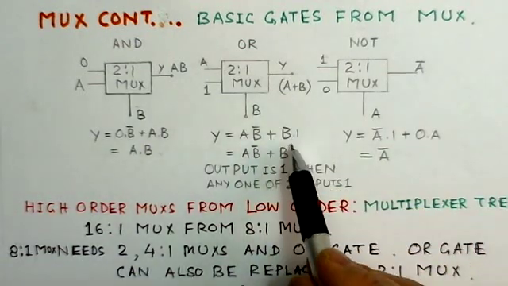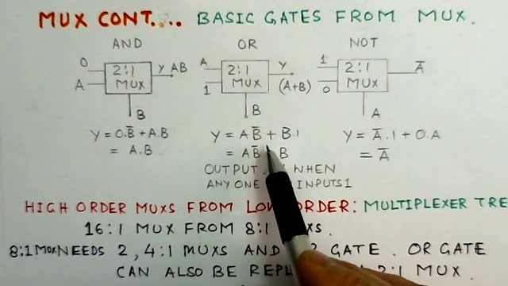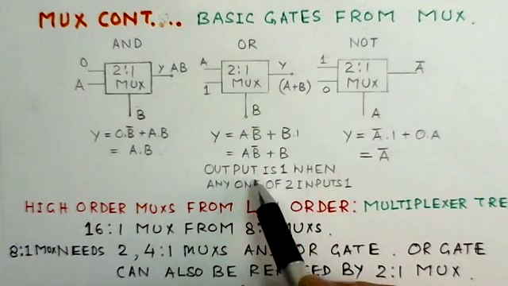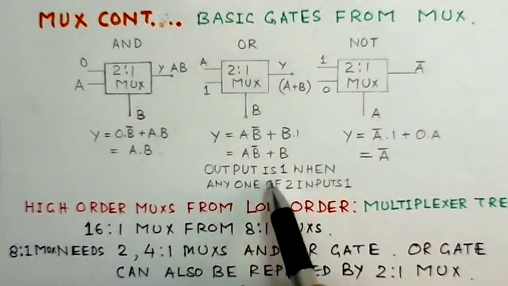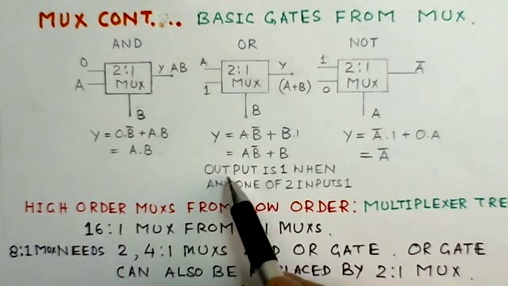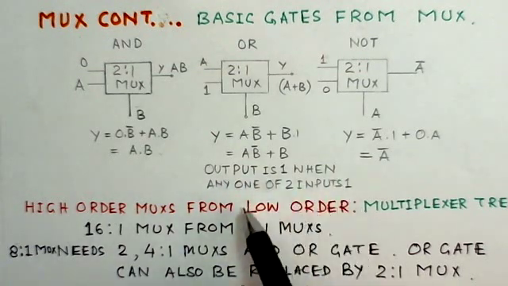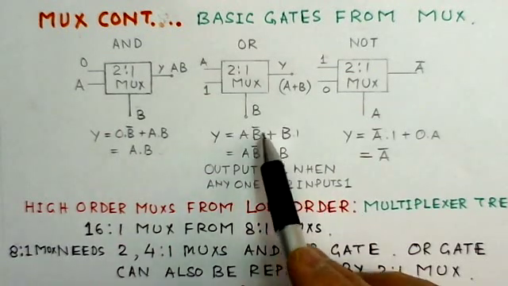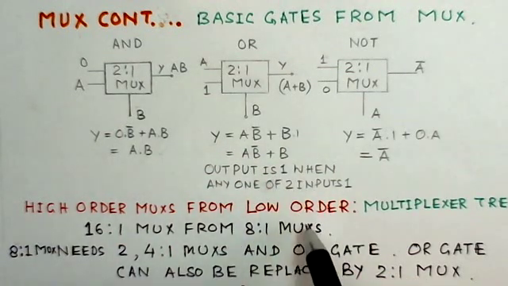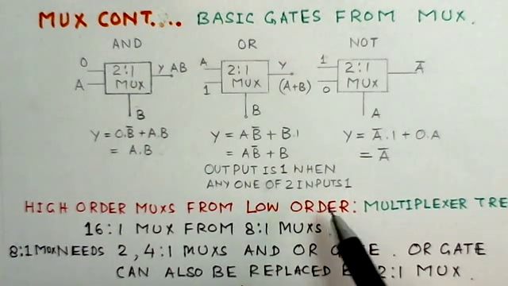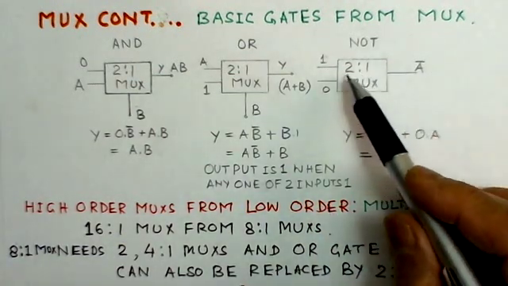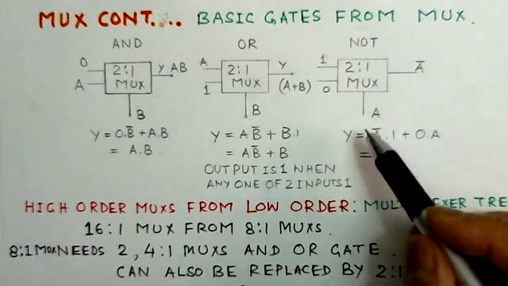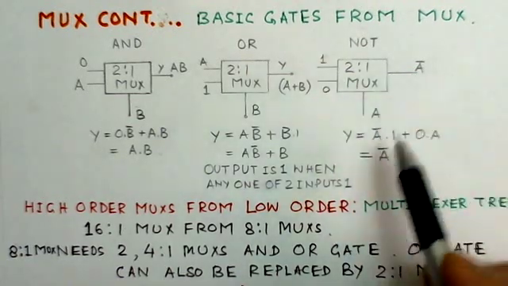But this equation, if you observe here, is not like the equation for an OR gate, but you can notice here, as per the OR gate truth table, the output is 1 when any one of the two inputs is 1, and this satisfies this equation. So basically it is an OR gate. Say NOT gate, you can generate the NOT gate by applying 1 and 0 to the inputs.